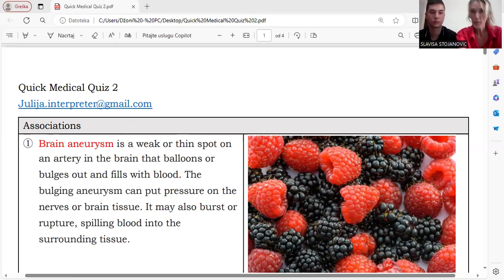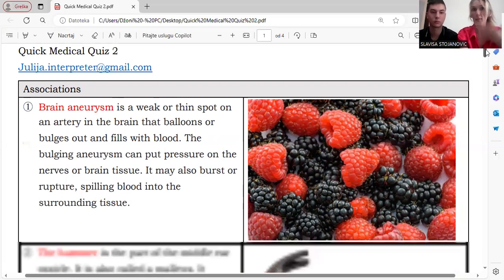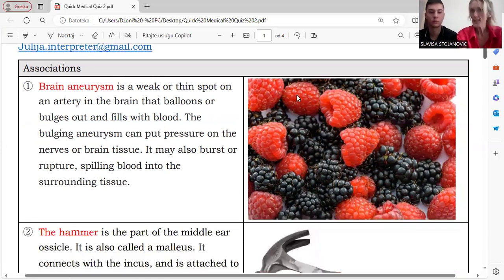So aneurysm, as we said, is usually berry shaped, so that's why we put that. And as Mihajlo pointed out, it's usually like a balloon, and it's filled with blood, and it creates all the pressure in the head. And if it ruptures or bursts, it may spill the blood. So usually spilling blood, we can say bleeding, or we can also say hemorrhage as well.